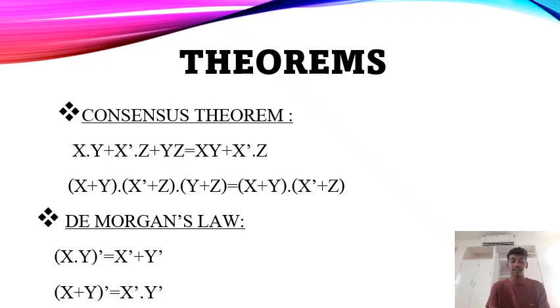Let us see for example how De Morgan's law operates. (x into y) whole complement is equal to x dash plus y dash. Here the AND is getting converted into a plus, and both have the complements. (x into y) whole complement is x complement plus y complement. And same here, the OR becomes AND: (x plus y) complement is equal to x complement into y complement. This is about De Morgan's law.